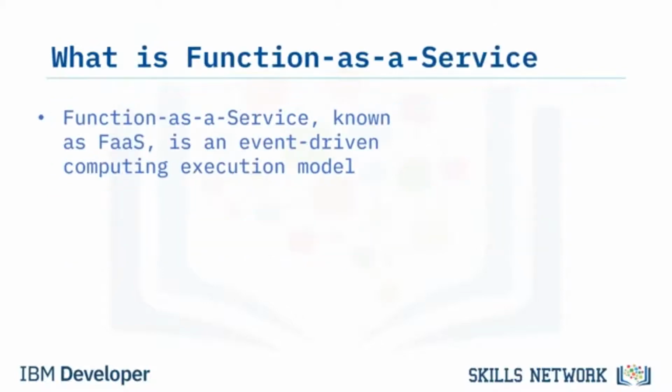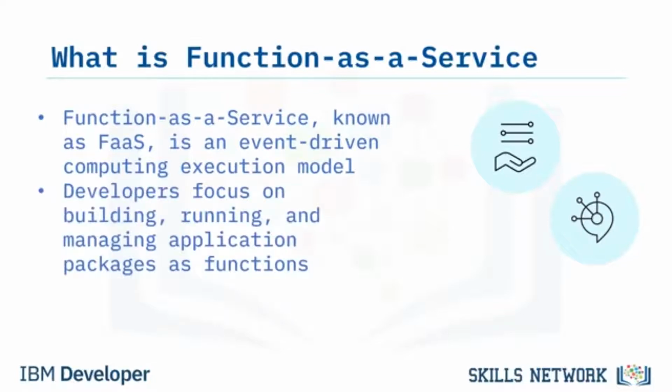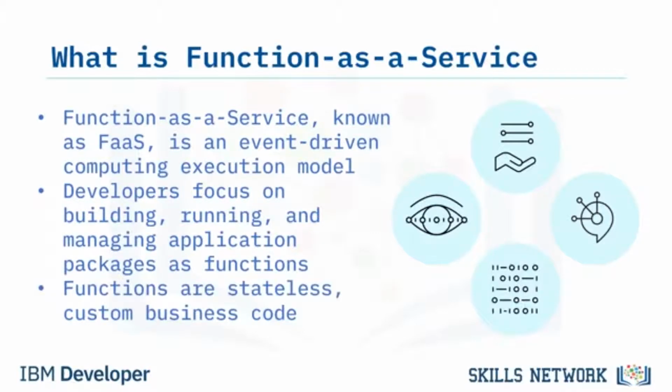What is Function as a Service? Function as a Service, known as FaaS, is an event-driven computing model, which means that code is executed in response to events. Like serverless, FaaS abstracts away infrastructure management so that developers can focus on building, running, and managing application packages as functions. Functions are stateless software that run customized logic for business purposes.